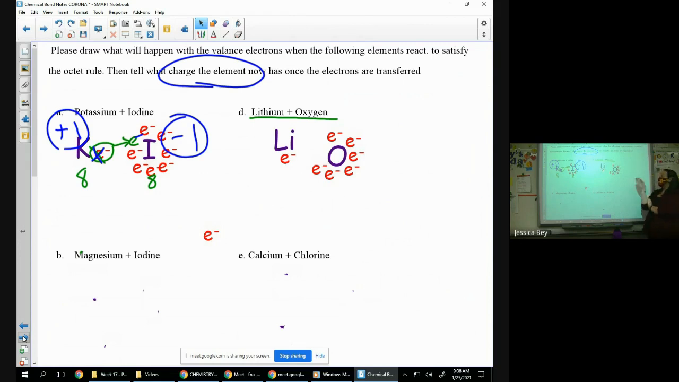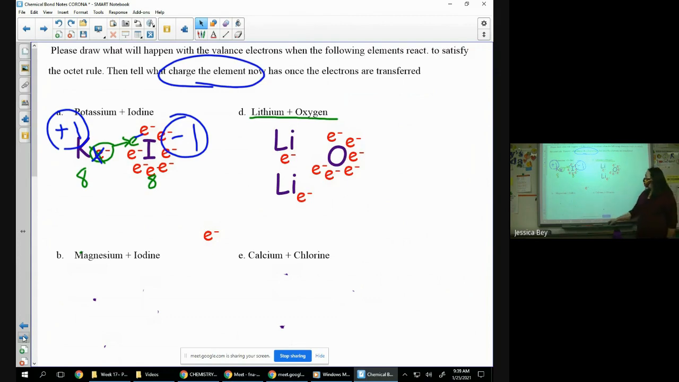Interesting. Oxygen has 6, and the octet rule says we want how many? 8, right? How many does lithium have to give? Lithium only has 1 to give. Are we going to be happy here? We're not. What if oxygen didn't react with 1 lithium? What if oxygen reacted with 2 lithiums? Now, could we set up a scenario where everybody could be happy?